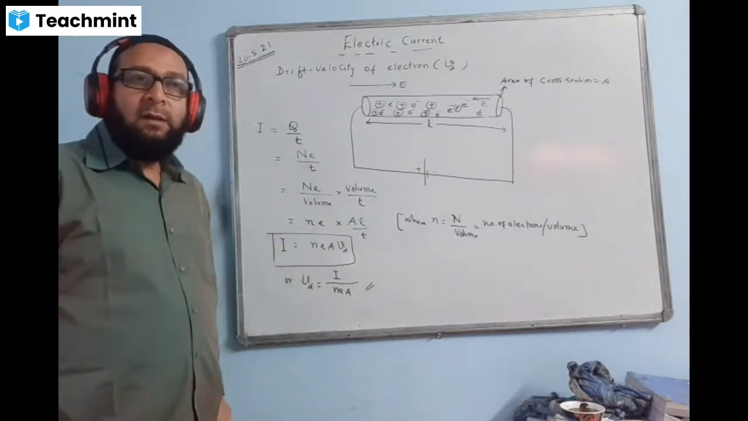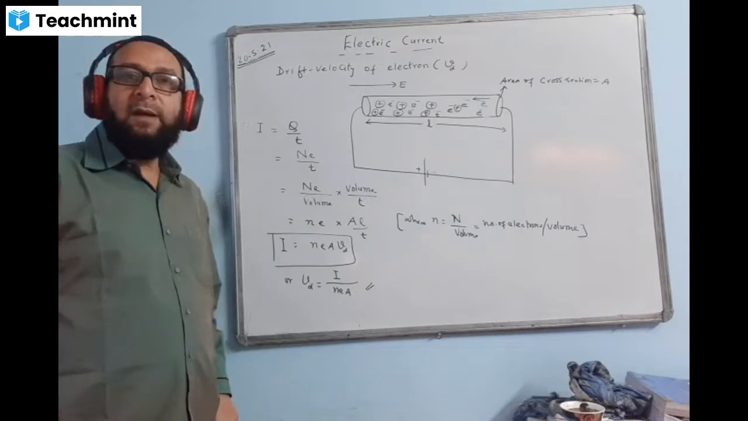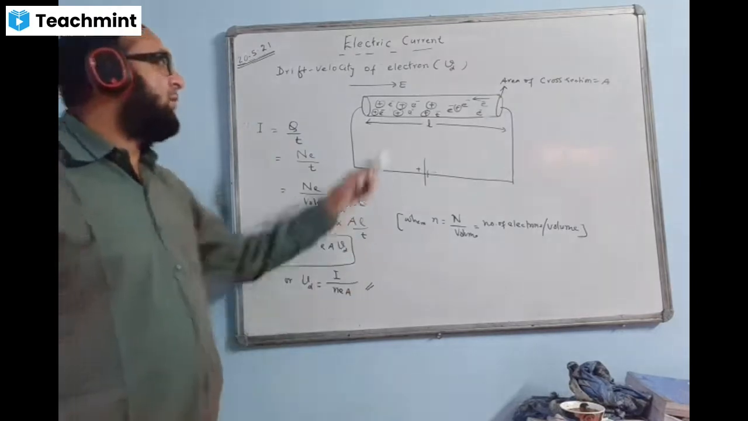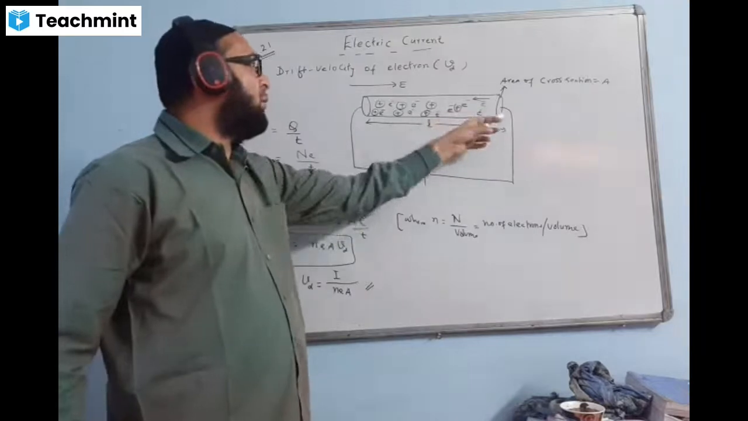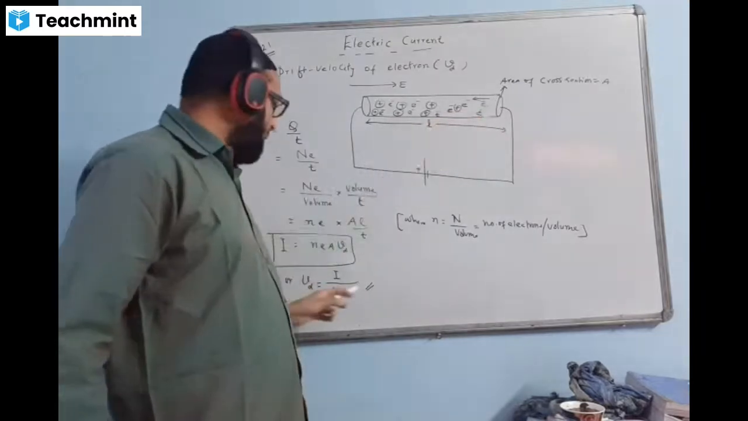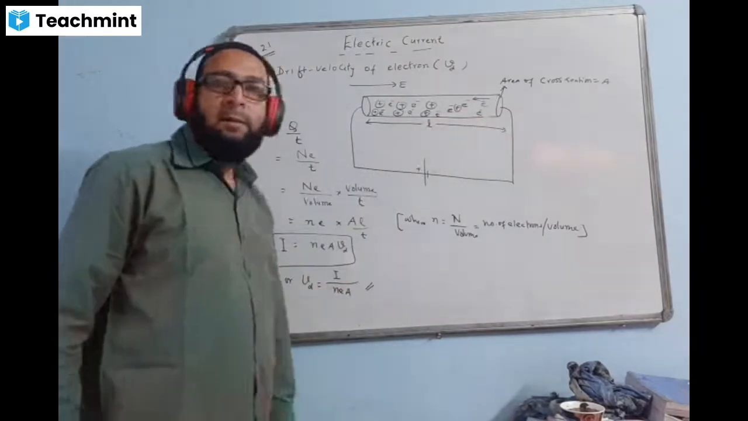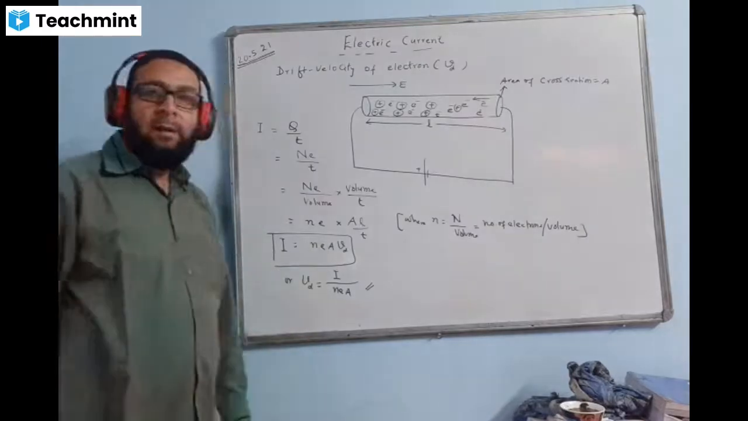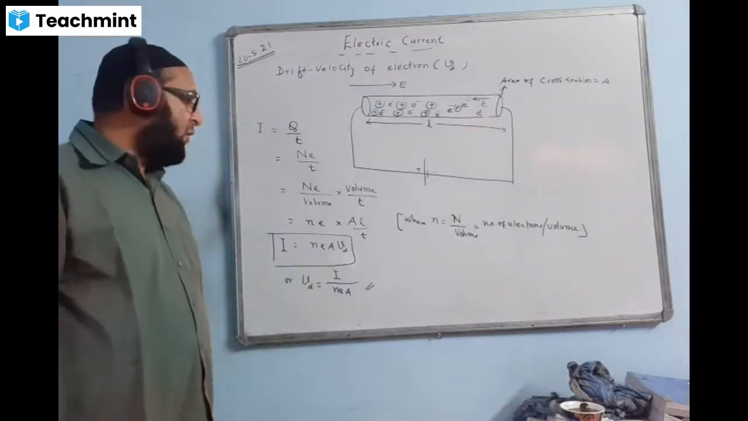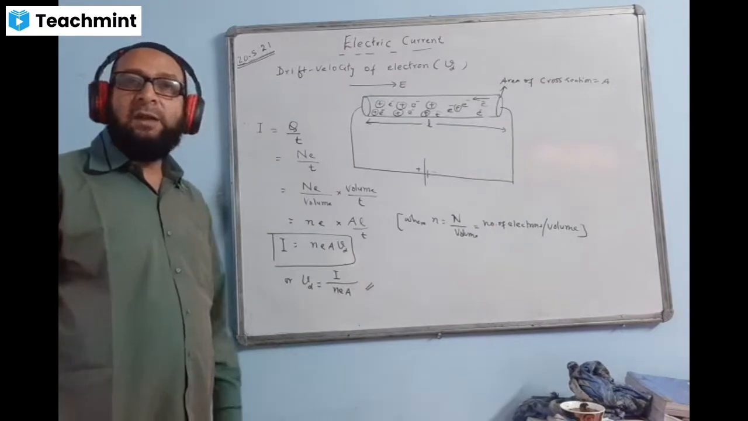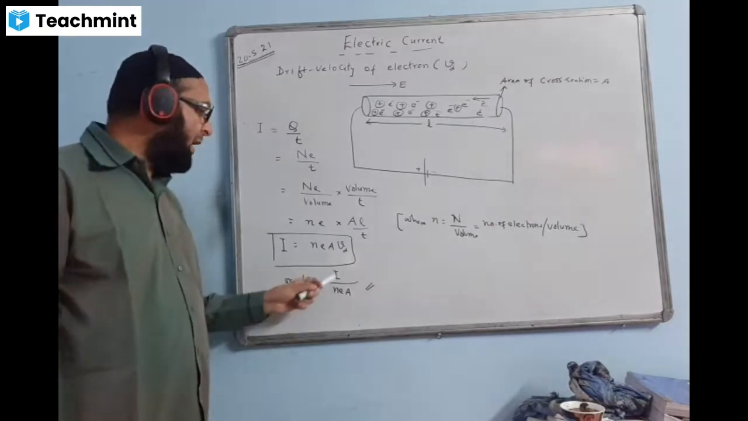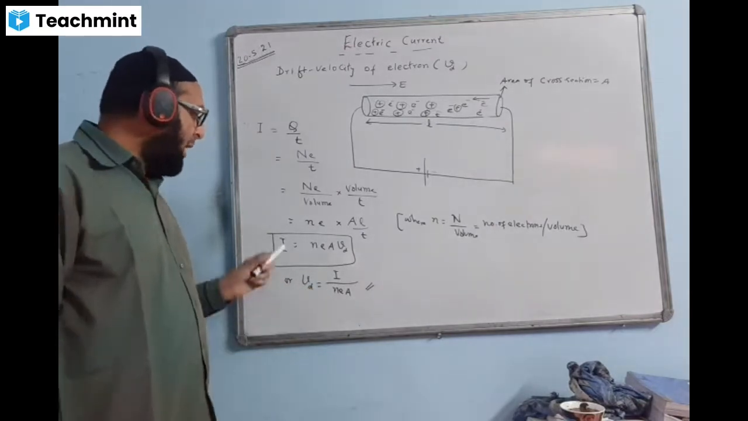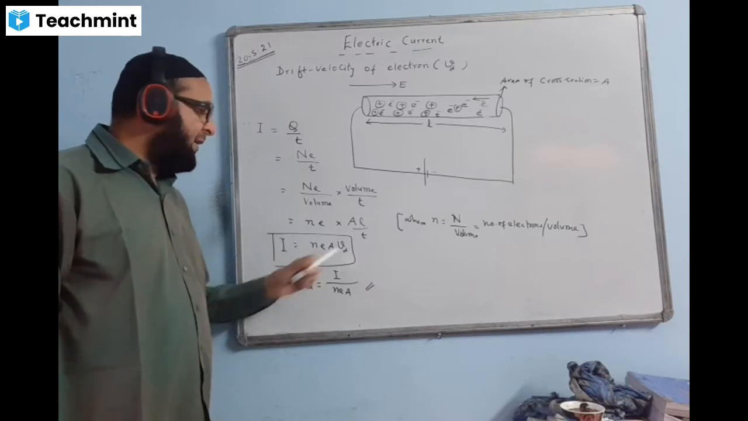Constant velocity formula we have distance upon the time. What is the distance within which the electrons are drifting? The total distance is L, upon time. Distance upon time becomes velocity here, Vd, and I. So what is the formula of drift velocity in terms of current? Vd is equal to I by NEA, or I equal to NEA Vd.